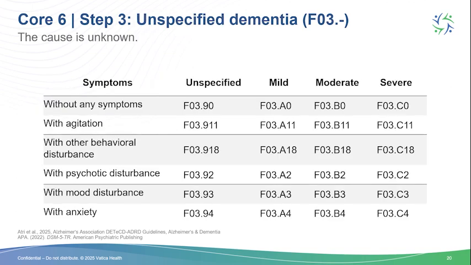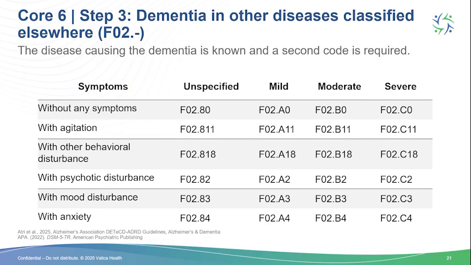So next is unspecified dementia, which is used when the specific cause isn't documented or known. And the last ICD-10 dementia category is dementia in diseases classified elsewhere. And this is used when the disease causing the dementia is known, so it requires a second code to identify the cause.